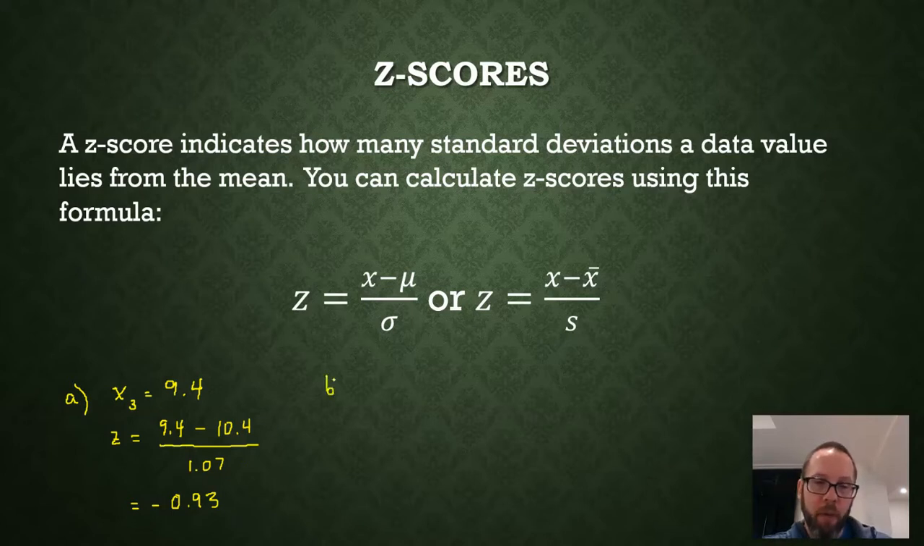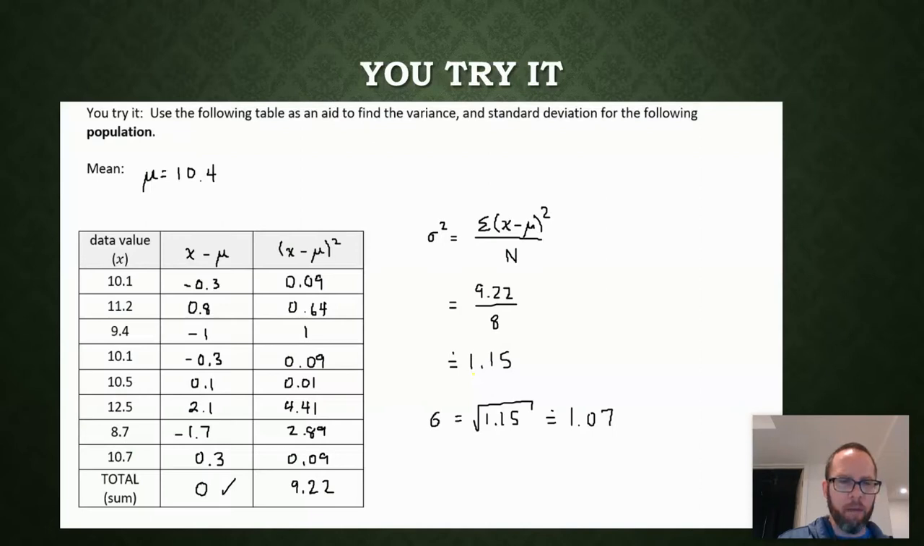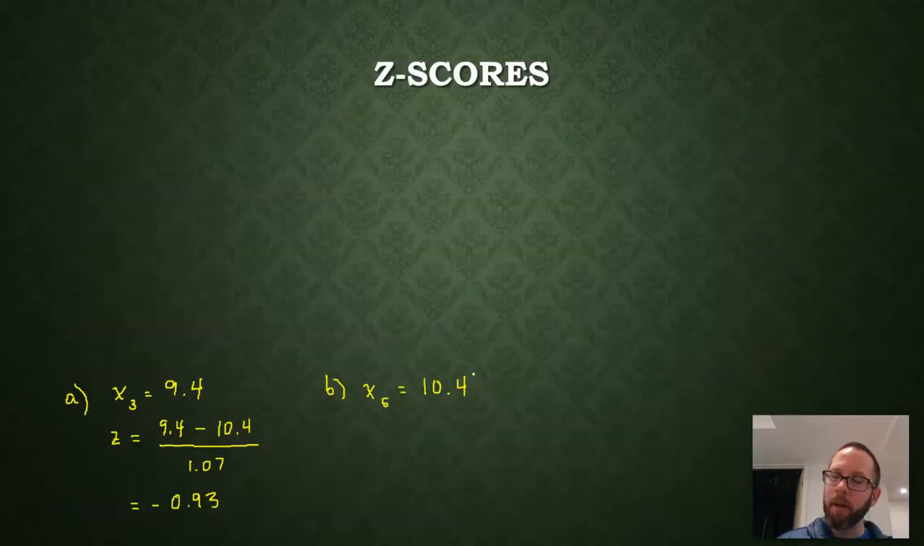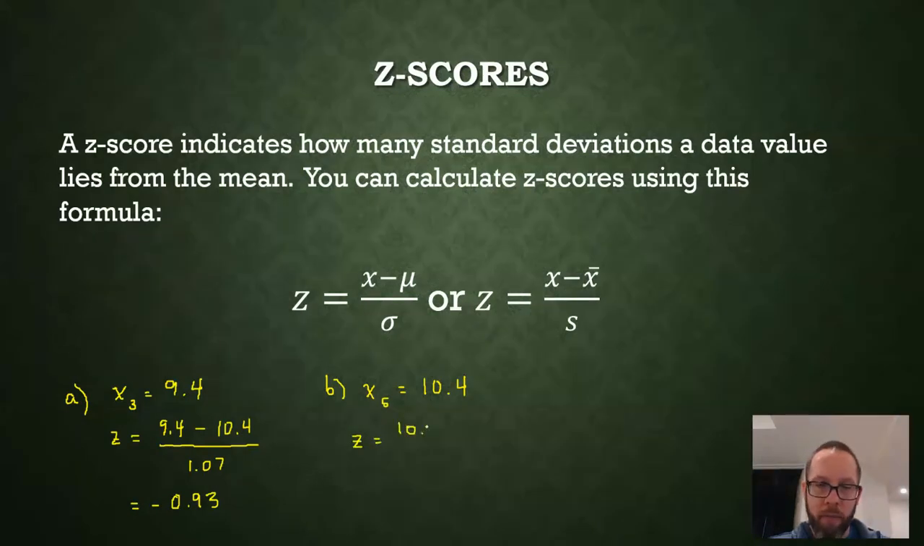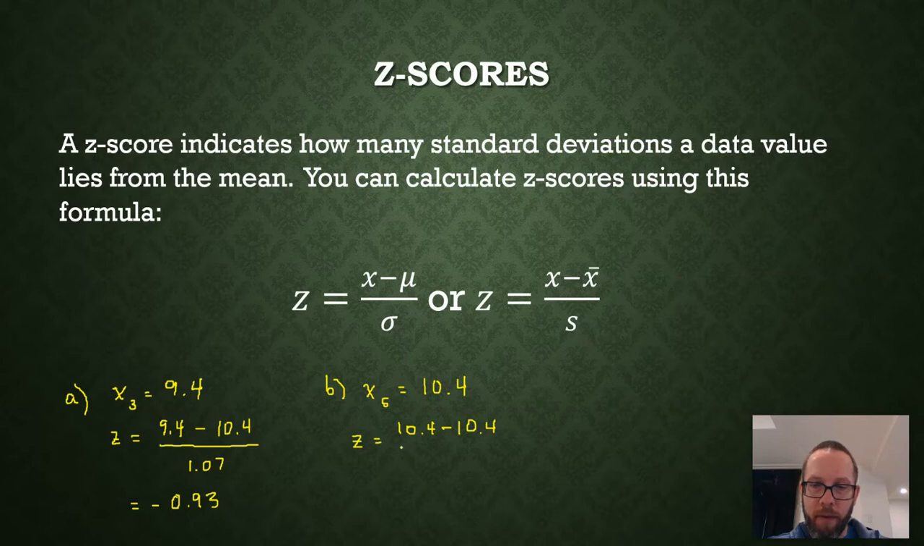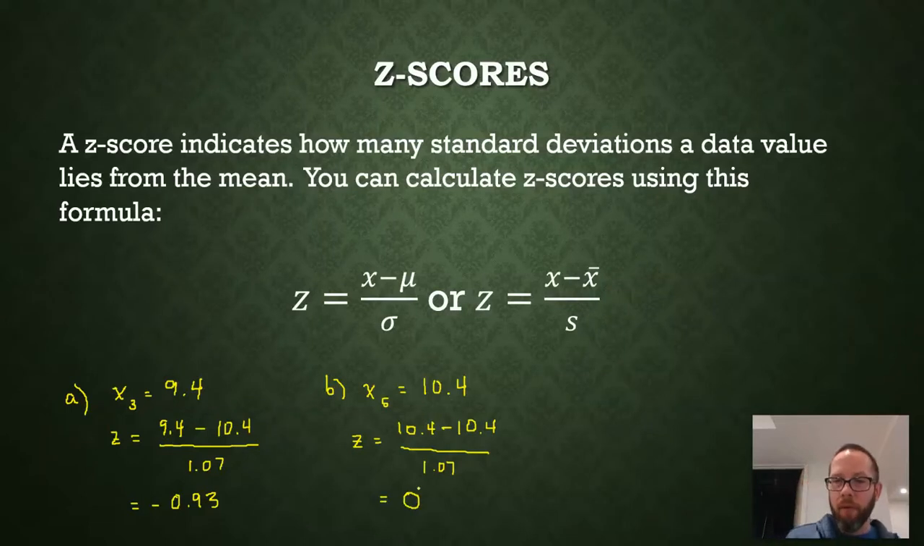Now, for the next one, I believe I have x5 being 10.4. Now, I know that's not what it is in the table. In the table, our fifth data value was 10.5. Last minute, I was like, well, I want to actually show you guys what happens if a data value is on the mean. What happens with our formula? So just humor me. Let's just imagine a data value in that set was 10.4. What would the Z-score for this one be? Well, we would take 10.4 and subtract the mean of 10.4 and divide by the standard deviation, 1.07. But that's a 0 on top. So a data value of 10.4 would have a Z-score of 0 because it's on the mean, which makes sense. If it's on the mean, it's no standard deviations from the mean. It's on the mean.